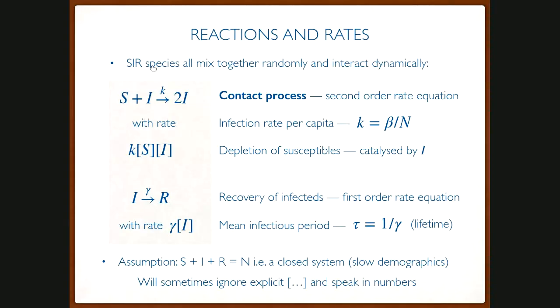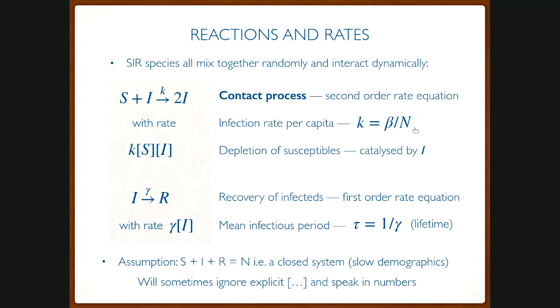Now the SIR mixes all the species together, and the key reaction is this contact process in which you have a susceptible person reacting with an infected person, and it leads to two infected people. So that's the transmission process. And the rate constant K is linear in both S and I, and K depends on what we call beta and N. So beta is sort of like a contact rate. It describes how many people you come into contact with per unit time, for example. And N is the total population size, which can be thought of as all the molecules within a specific media.